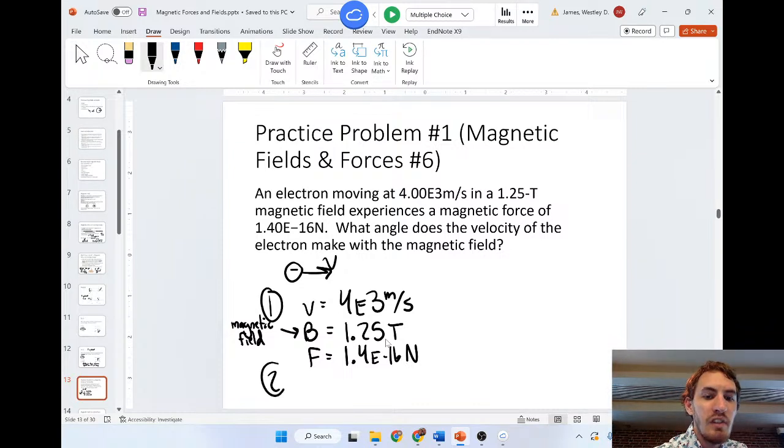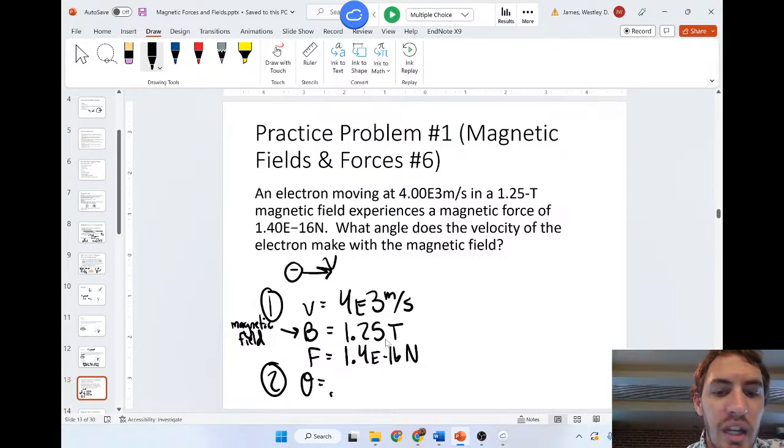This is the power of the 4-step problem-solving process. Without understanding how to do this problem at all, we can just go through these steps and we'll start to reveal maybe how to solve this. What angle does the velocity of the electron make with the magnetic field? We're solving for angle.